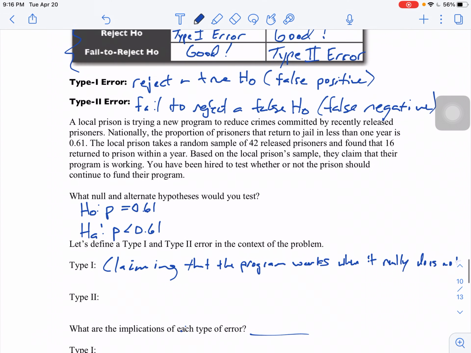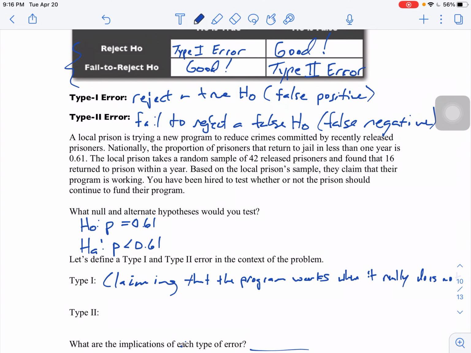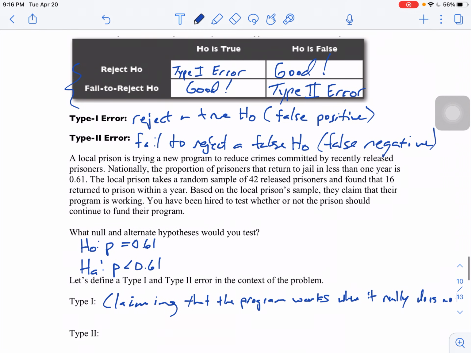So your null is true, which tells us the program doesn't work, but we're rejecting that. So we're saying the program does work when it really does not. That would be a pretty significant error if you were doing this evaluation.